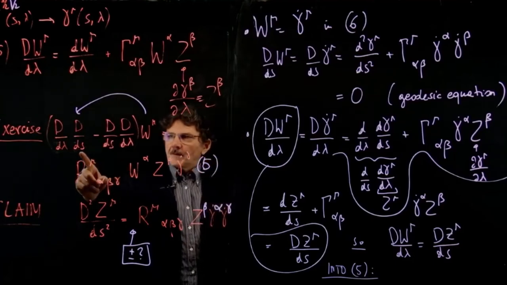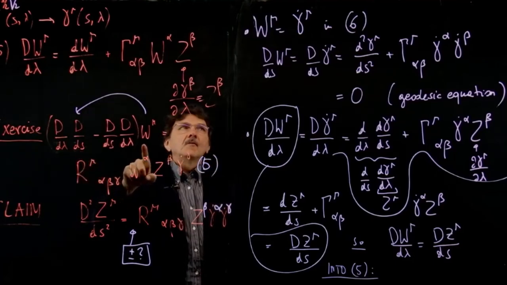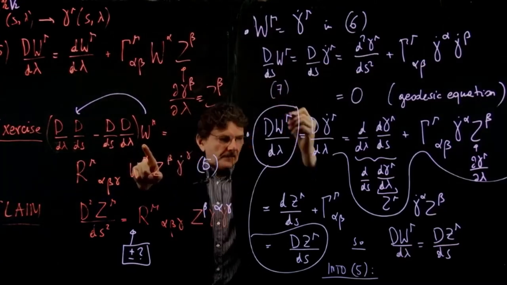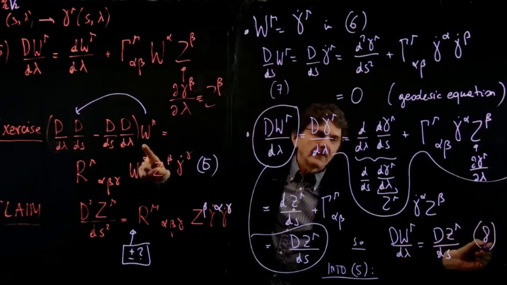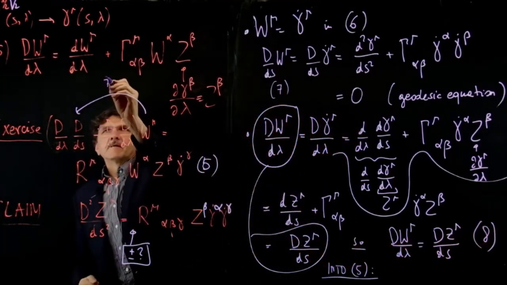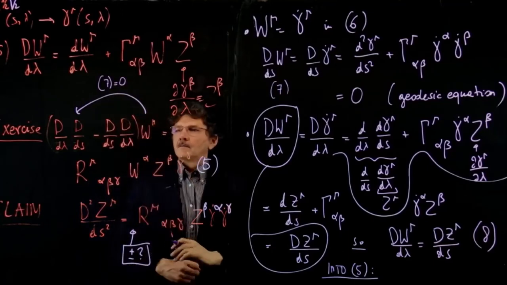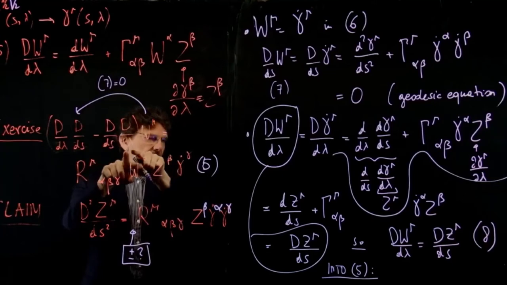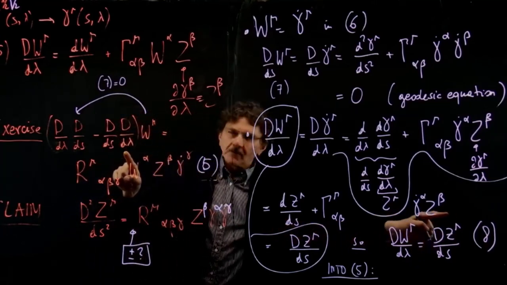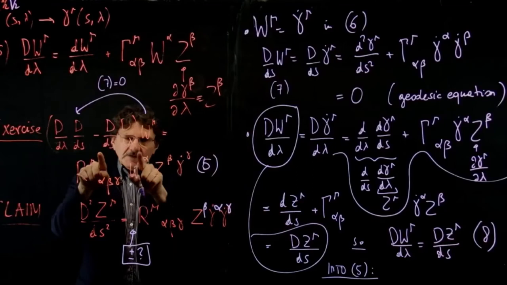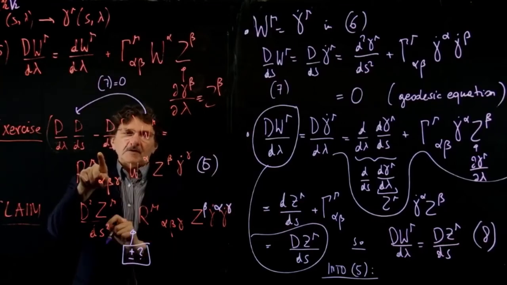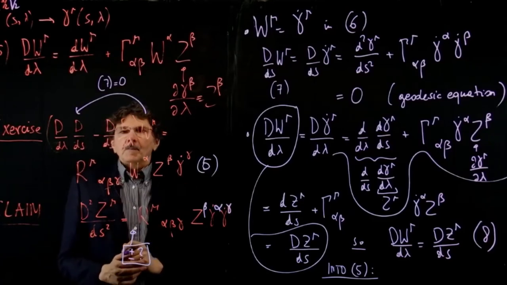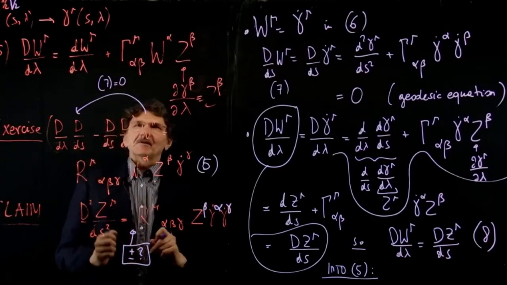So this term was 0. This is by 7, and this is by 8. So this by 7 is 0. And this one, d over d lambda d mu is dz mu over ds. I get second derivatives of z, exactly what I wanted, right? I get second derivatives of z with the wrong sign here. Good. The wrong sign compared to what I wrote here.